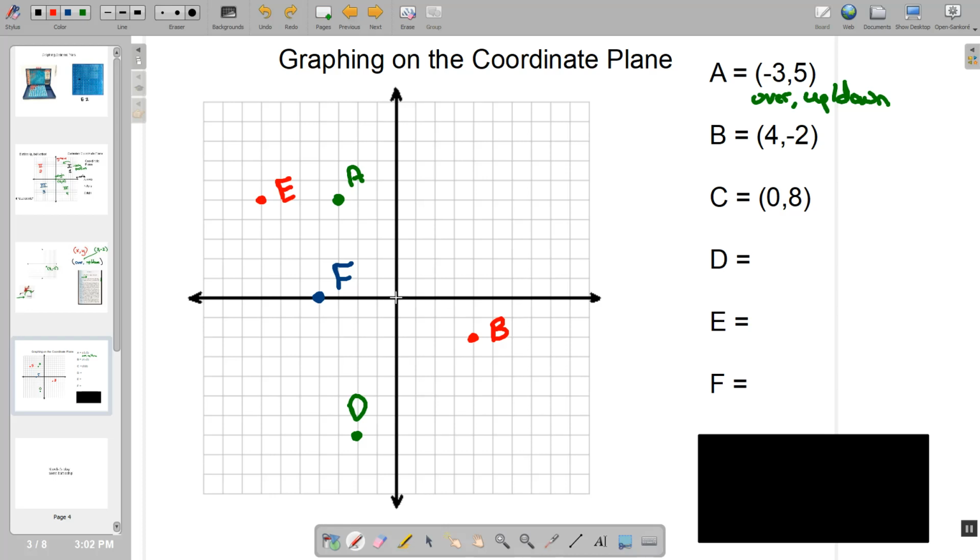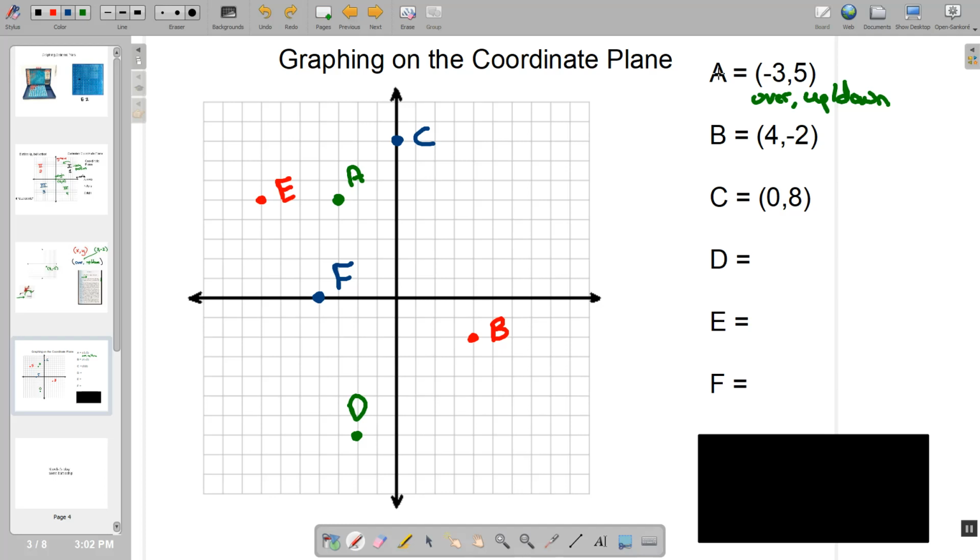And then finally point C, we start at the origin, and I want to go over 0. Well, I'm right here, and going over 0 means I stay right there. And then I need to go 8 up because it is a positive 8. So I go 1, 2, 3, 4, 5, 6, 7, 8. And I land on point C there, but I put it in the wrong color. Point C. So I have now taken these by going over and then up or down, and I've graphed them on the left. But let's do the reverse now, okay?